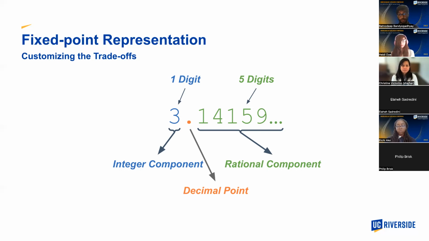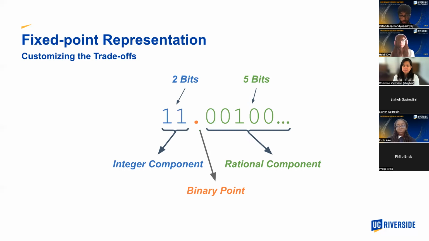And this is also true when representing numbers in binary. So here's a representation of pi, but in binary. This time with 2 bits in the integer component and 5 bits in the rational component. What's important about fixed point is it can be easily customized by the user. The user can choose how many bits they want in the integer and rational components. So we can generalize the fixed point format with z integer bits and q rational bits. If the user wants a greater range, they increase the value of z. If the user wants a greater precision, they increase the value of q.